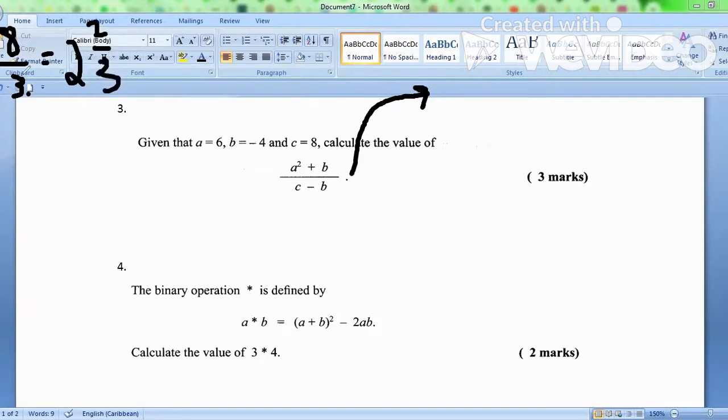Because how many groups of 3 can you get out of 8? 2. 2 times 3 is 6, remainder 2. We keep the denominator.